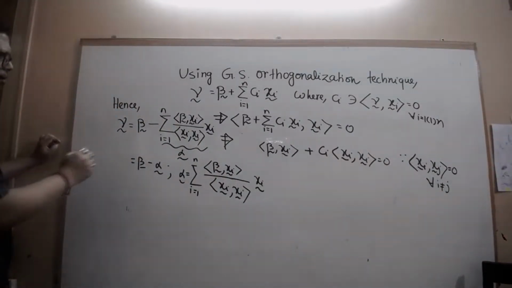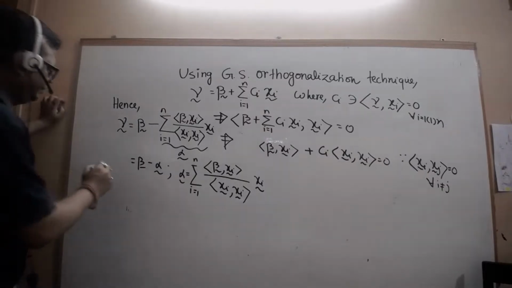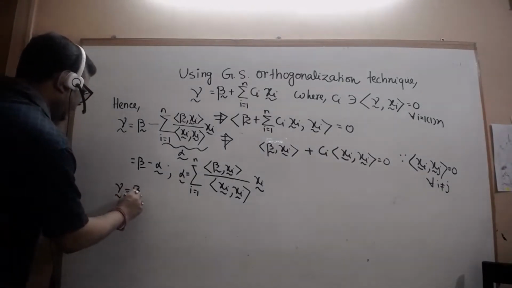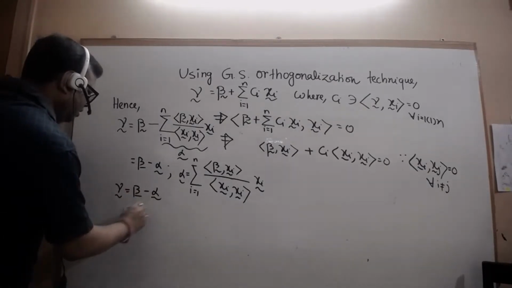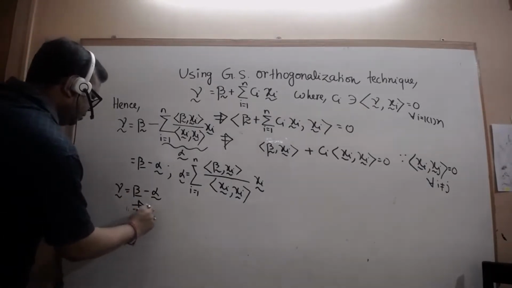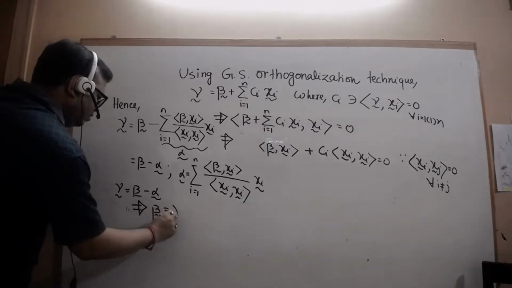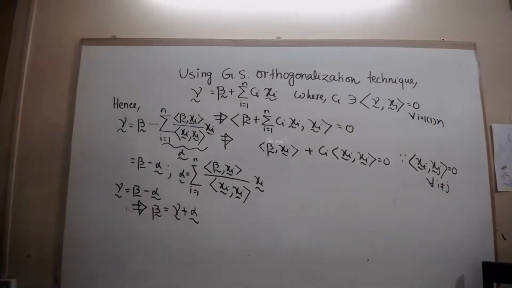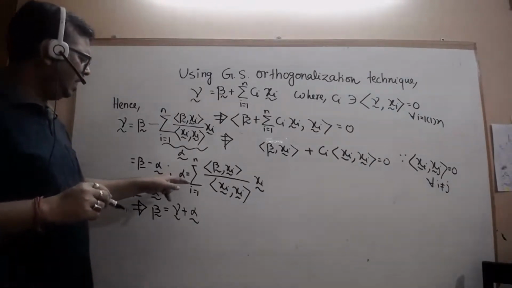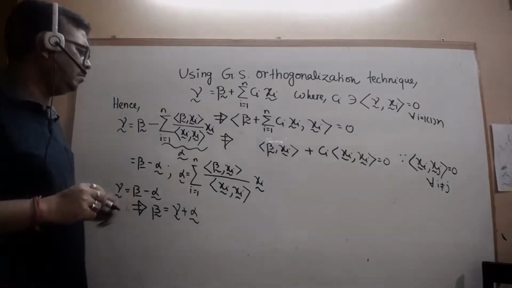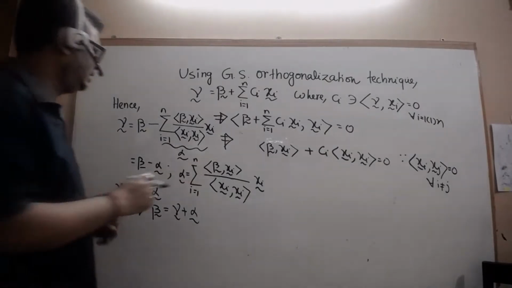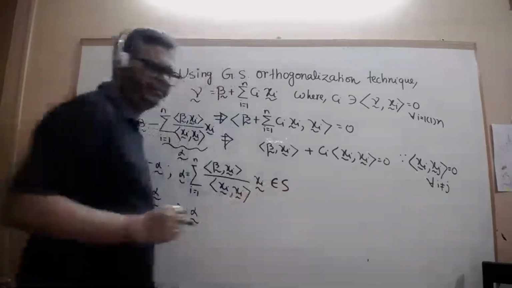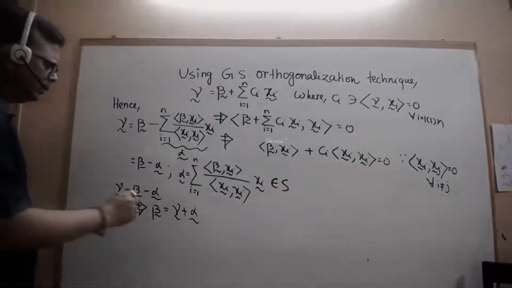So you see that gamma curl equals beta curl minus alpha curl. This implies beta curl equals gamma curl plus alpha curl, where alpha curl is a vector which is a linear combination of the basis of S. Hence, alpha curl belongs to S. Clear?